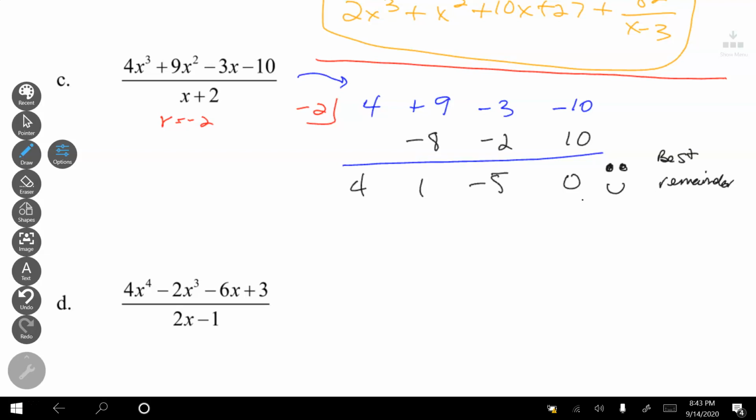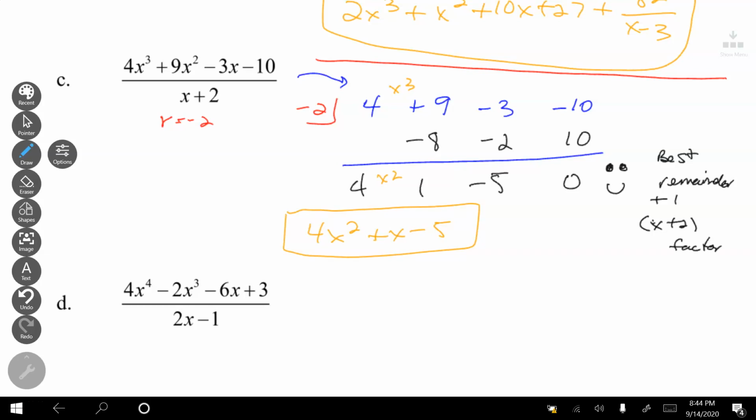You do this, you're going to get a plus 1. And that means x, well, that's a terrible x. X plus 2 is a factor, and that means if this was x to the third, then this row is x squared, so my result is 4x squared plus x minus 5 with no remainder. Very nice, very quick and very easy.